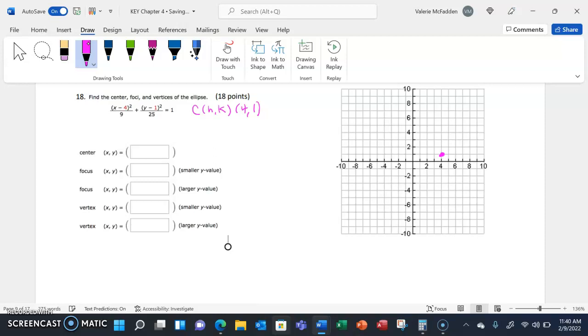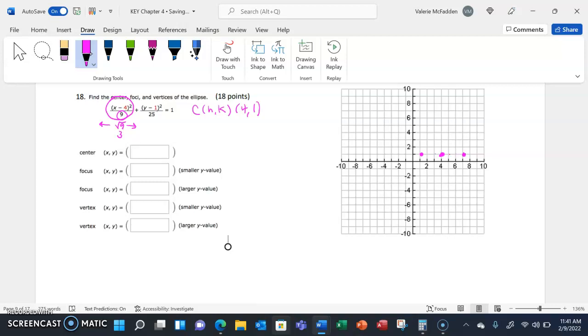The next thing we're going to look at, underneath the x squared, we have a 9. So I always think we're going to move the square root of 9 to the left and to the right, because your x-axis is left, right, and those are underneath your x's. So that's how you know to move 3 to the left, 3 to the right. Square root of 9 is 3. So 1, 2, 3 to the left, and 1, 2, 3 to the right.